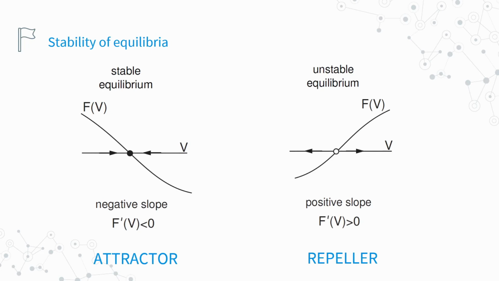So a sufficient condition for an equilibrium to be stable is that the derivative of the function f with respect to v is negative at the equilibrium, provided that the function is differentiable. And on the other hand, a positive slope implies instability.